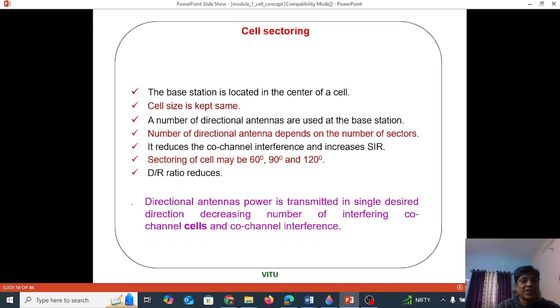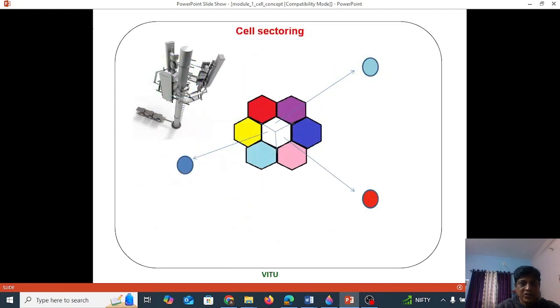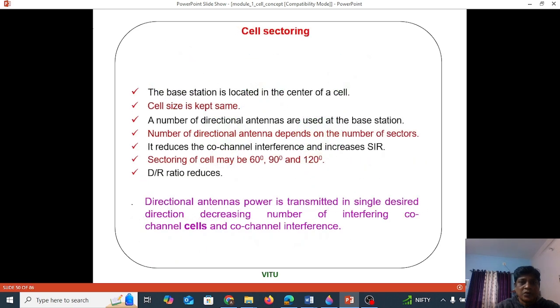A number of directional antennas are used at the base stations. If you see the figure, these are basically multiple different antennas. Since the total is 360 degrees and there are three antennas, each antenna is serving 120 degrees. So the number of directional antennas depends on the number of sectors. Depending on how many sectors I need, we will have to place that number of antennas. It reduces the co-channel interference and increases SIR.